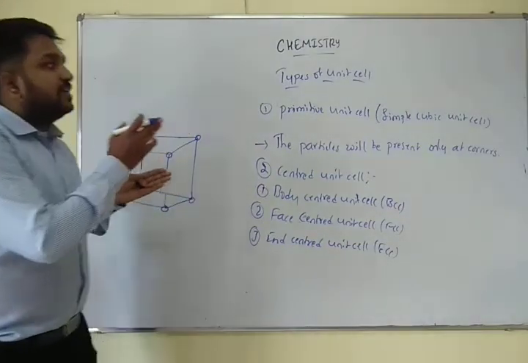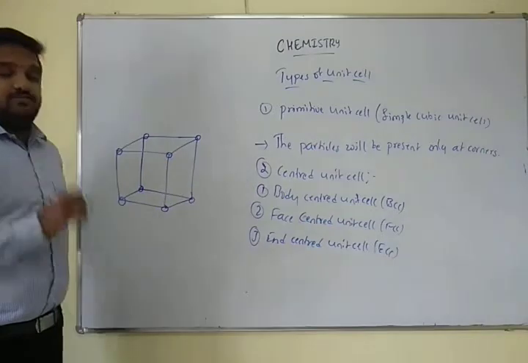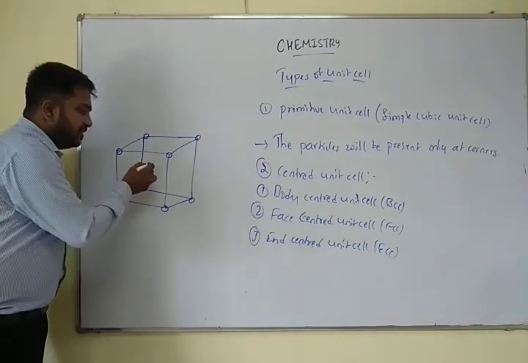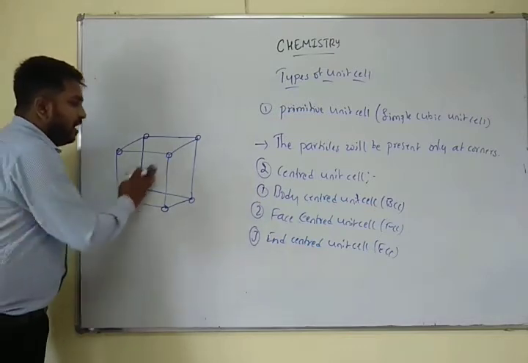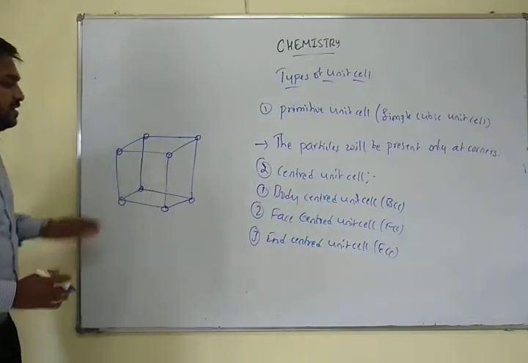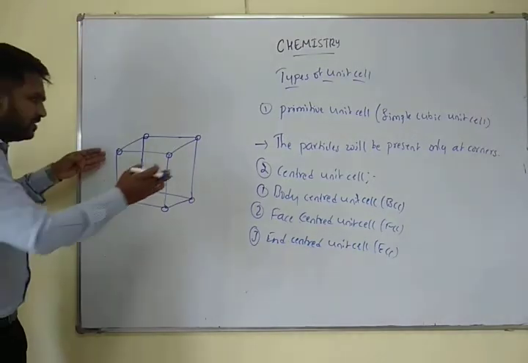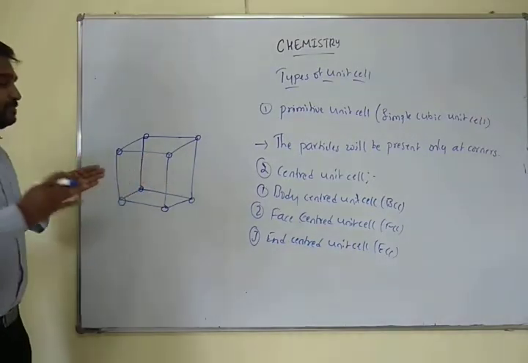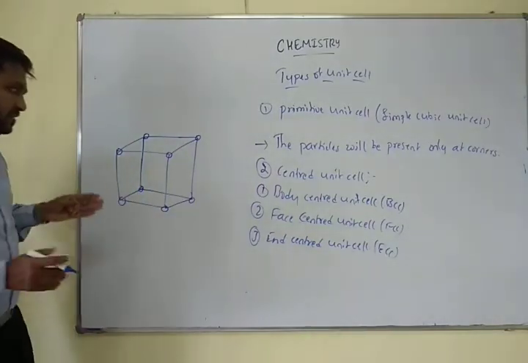Clear? So whereas in case of primitive unit cell, it was only present at the corners, whereas in case of centered unit cell, it may be present in the body center. Clear? That we call it as body centered unit cell, or it may be present in the face center. Clear? So if you want to focus on faces, you have 6 faces here. Along the sideways, this is purely on imaginary basis. You need to imagine in order to get your concepts clear.